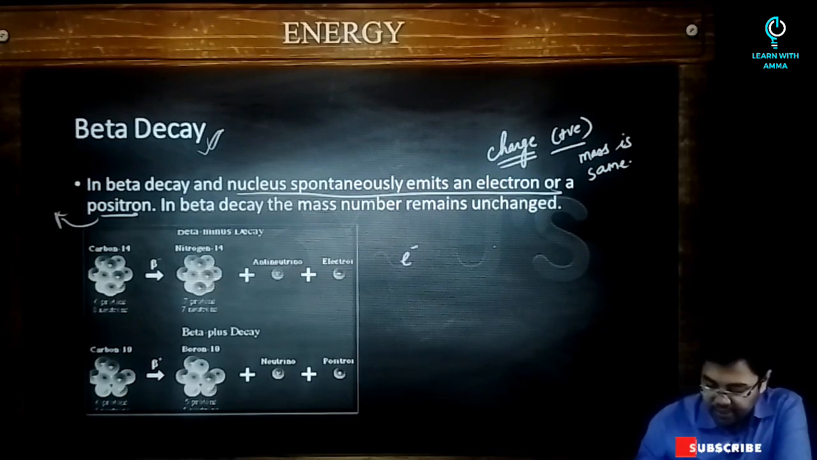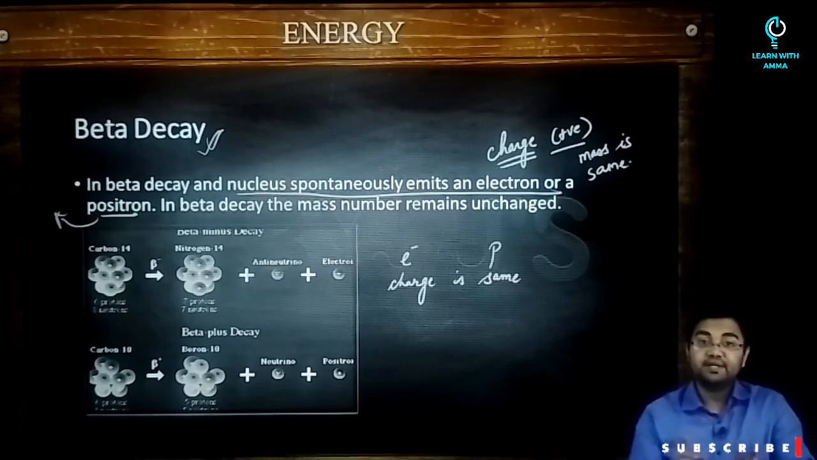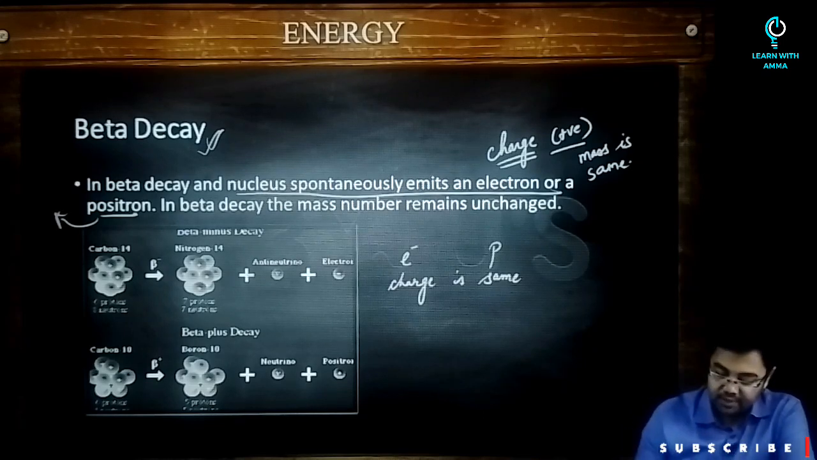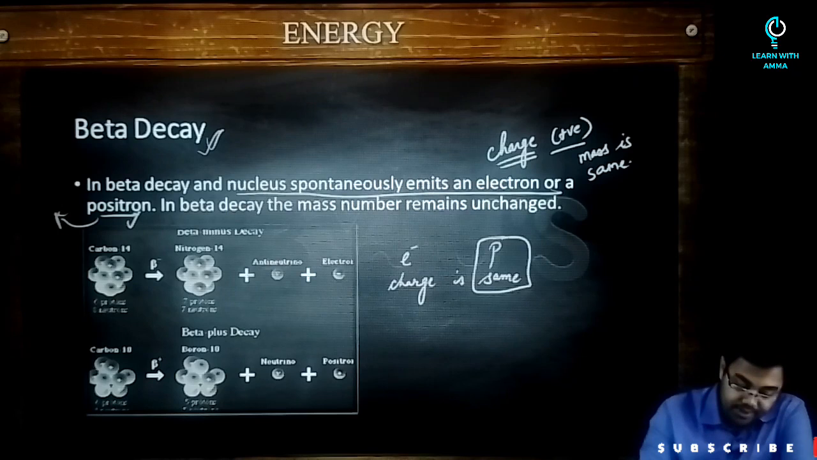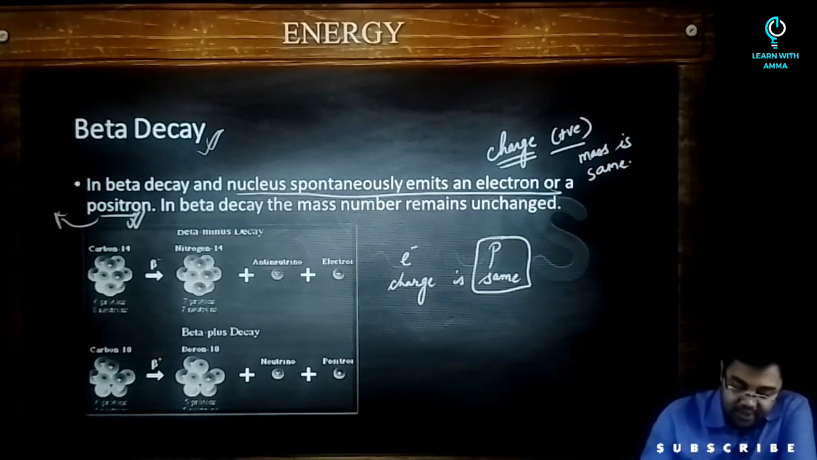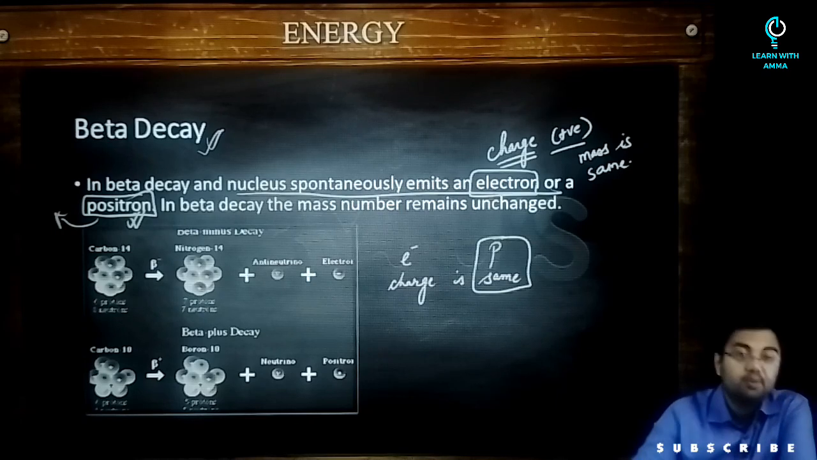Because if you talk of an electron and a proton, the charge will also be the same in magnitude, but we have already seen in the very first slide that the masses are different. So that's why a proton cannot be called the antiparticle of an electron, but a positron can be called the antiparticle of an electron. So in beta decay, either there will be an emission of an electron or an emission of a positron.